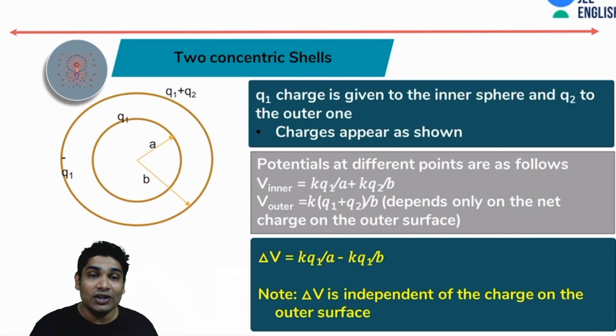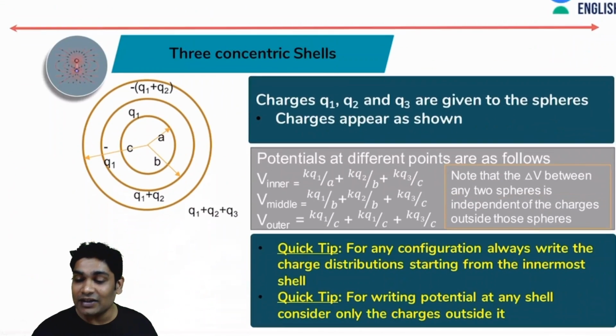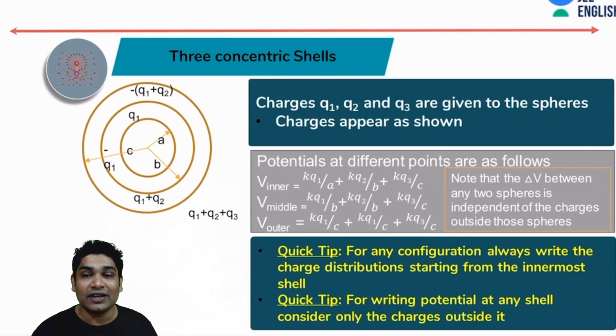Delta V will depend only on the charges inside, and the V of the outer surface will depend only on the charges outside the surface. So remember these points for now. We'll use them later. Next, let's take a case of three concentric shells.